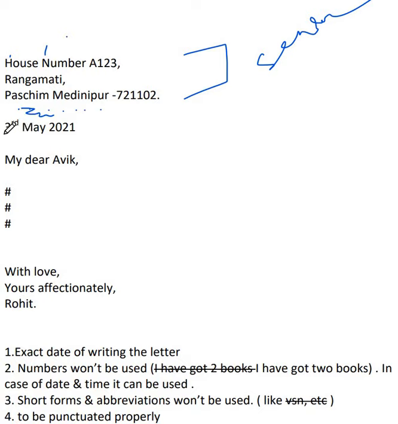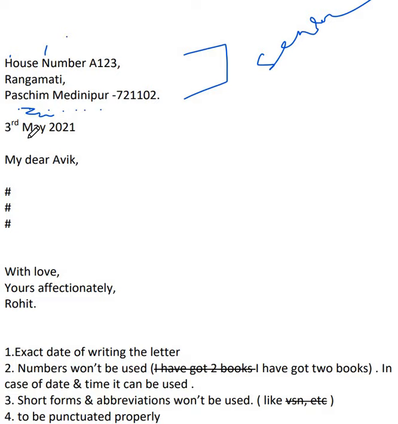When you are writing the date, you have to remember to write it properly: this is third, or if it is fourth, then 4 and here th. If it is fifth, then 5 and here th. If it is something else like first, then 1 and st. If it is second, 2 and nd. This way you have to form it.